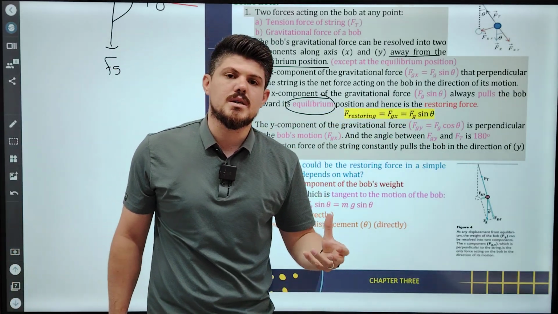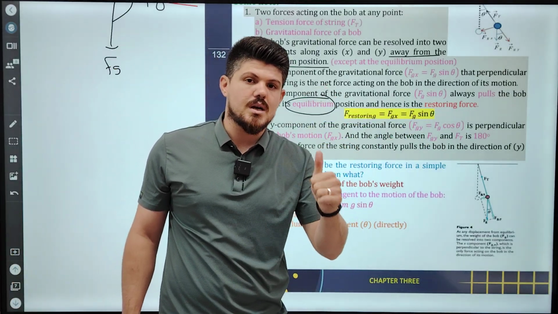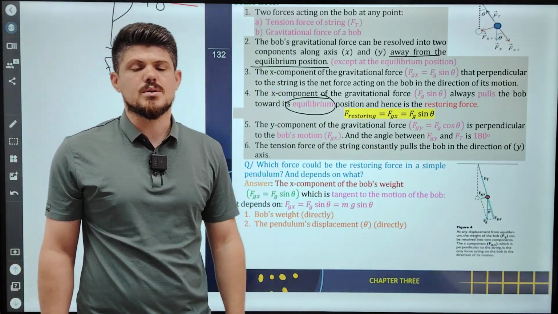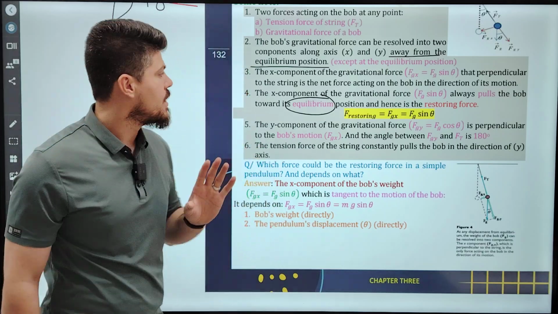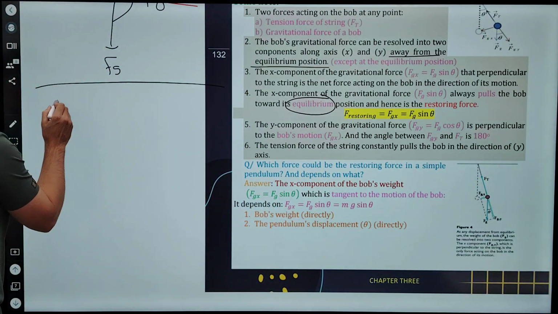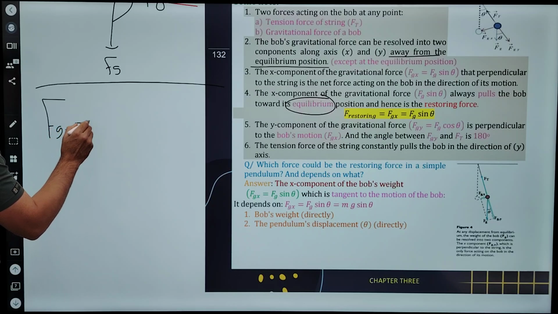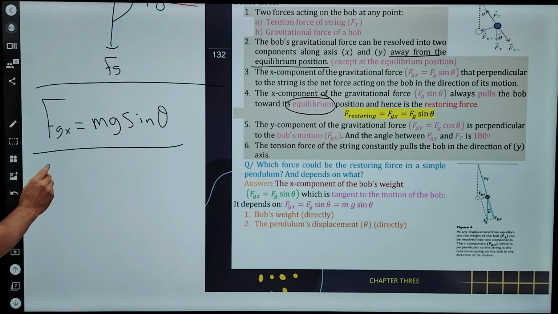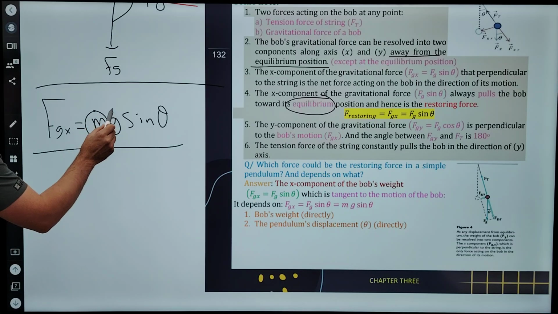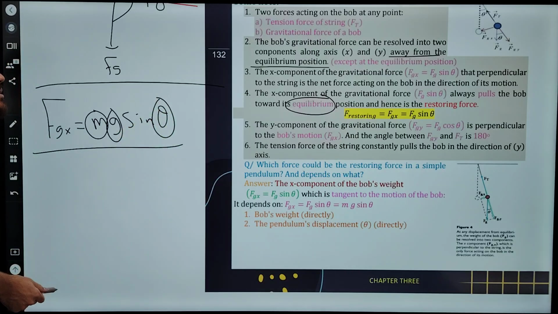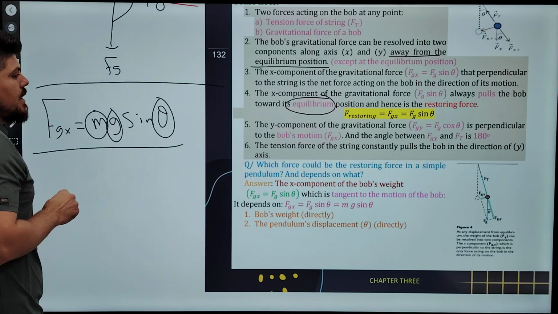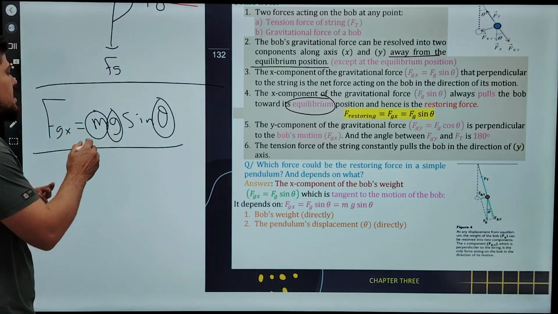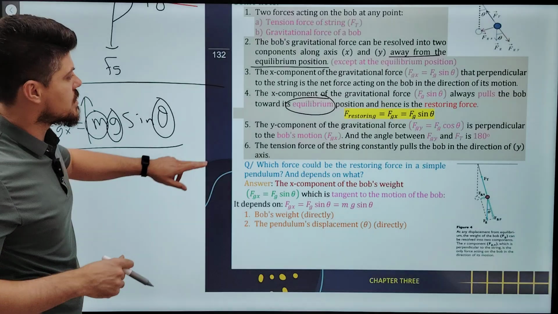What is the function of Fgx? Fgx, which is equal to Fg sine theta, the tangent component, always pulls the object toward the equilibrium position. So that is why it's called the restoring force. So the restoring force in a simple pendulum is Fgx, which is equal to mg sine theta. The restoring force in a simple pendulum depends on the mass, gravity, and the angular displacement. Okay? And mass, gravity and angular displacement are directly proportional to it. More mass provides more restoring force.